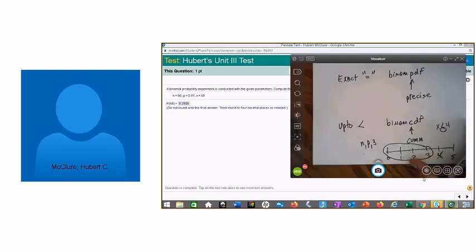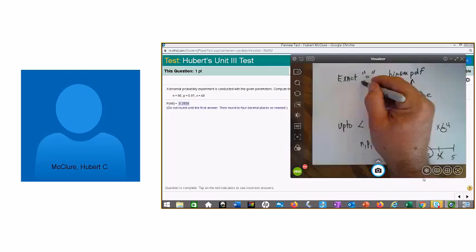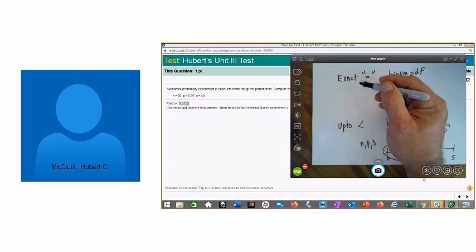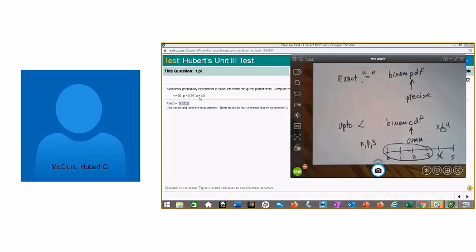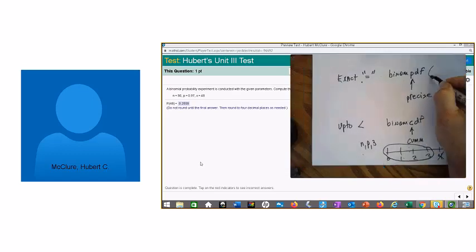So remember, in this case, this is exact because you see the equal sign right here. You would type in binomial, and you would type in 50.97 and 48.